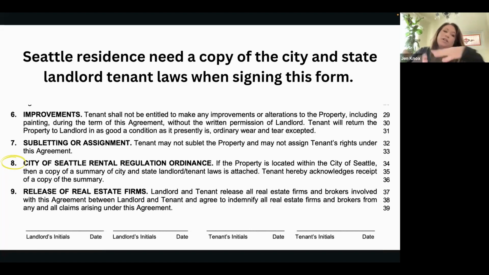So take extra caution if it's in the city of Seattle, and make sure you and your client know where to find the Seattle copy of the Landlord-Tenant Act and the state copy of the Landlord-Tenant Act if they use this form. I haven't read the Seattle one. I'm afraid to.